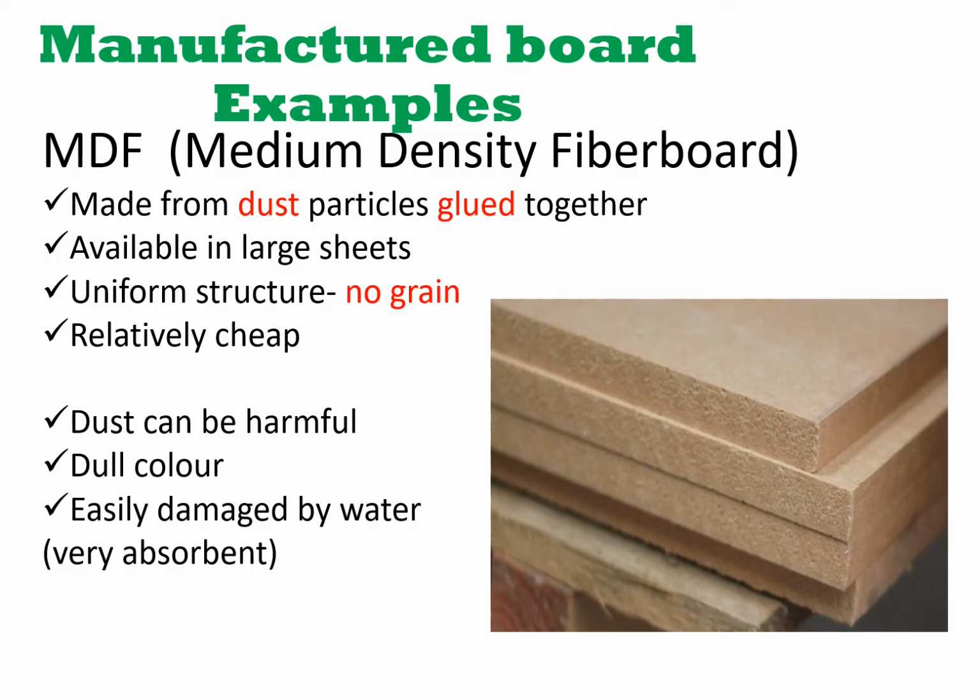MDF is made from dust particles glued together. This is the waste that's left over from other types of timber. It's available in large sheets and has a uniform structure. This means it has no grain. It's relatively cheap, but does have its disadvantages. Dust can be harmful. It's dull in colour, so may need to be painted on the top, and it can be easily damaged by water, so it can warp because of its absorbency.